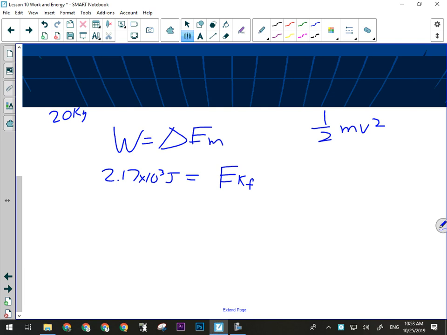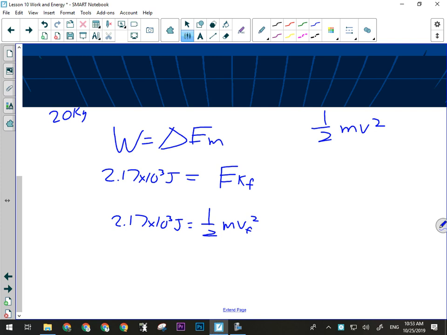Okay, I'm going to do this much work. My final kinetic energy is going to be this much. So 2.17 times 10 to the 3 joules equals 1/2 times the mass of the luggage times the final speed of the luggage carrier squared. Can I find the speed of the luggage carrier? Yeah.